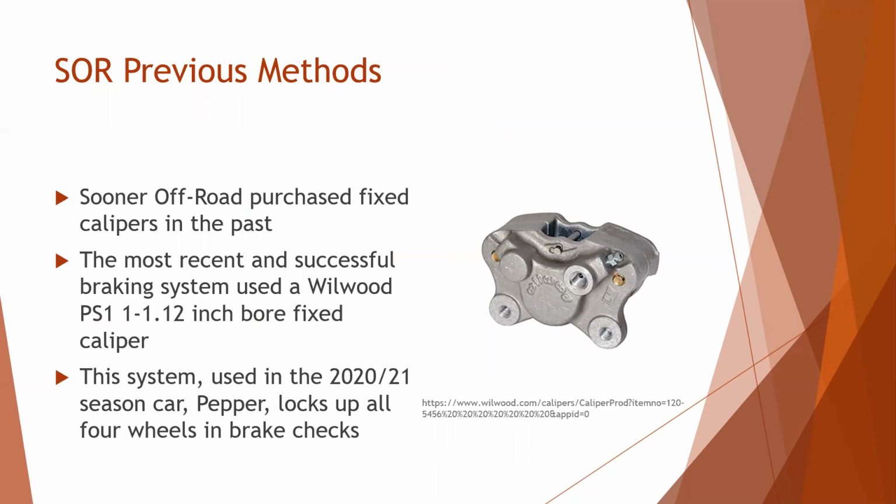Sooner Off-Road's previous method was a fixed 1.12-inch bore caliper by Wilwood. In previous years, it locked up all four wheels in brake check at competition.